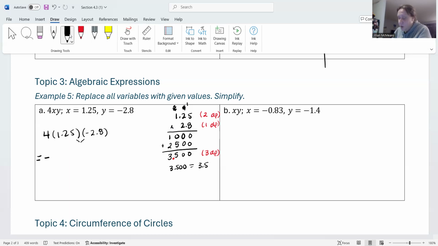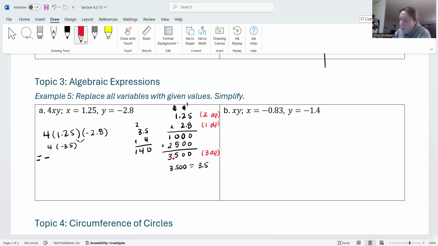Okay? So what we have now is negative, because we know the final product is going to be negative, but we have 4 times negative 3.5. Okay? So we'll do the 4 times 3.5 and then get our final negative product. Okay? So 3.5 times 4. Well, 4 times 5 is 20, so I want to keep a 0, carry a 2. And then 4 times 3 is 12, plus 2 is 14.